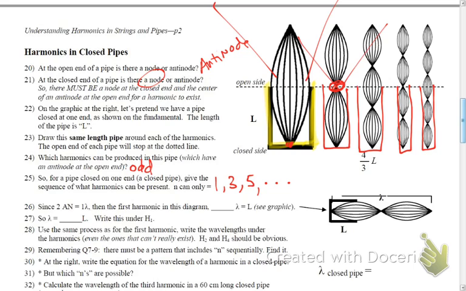Okay? So now we're going to start talking about our wavelength in terms of the L that we're given. Basically what we're doing here picture-wise is we're picking up this vertical one and turning it sideways so we can see the entire thing. So now from looking at that, let's go to number 26.